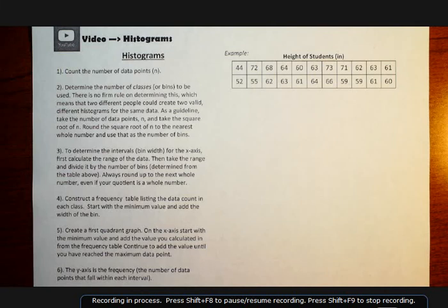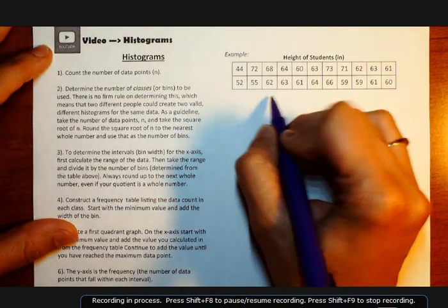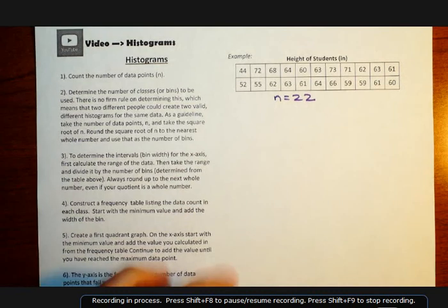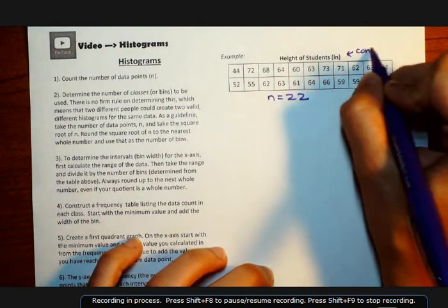The last graph we're going to make for quantitative variables is called a histogram. And the first thing we want to do in a histogram is count the number of data points. So in this table of heights of students, there are 22 data points. I also want to point out that heights of students is a quantitative variable, as we already know, and it is continuous. So this is continuous data.